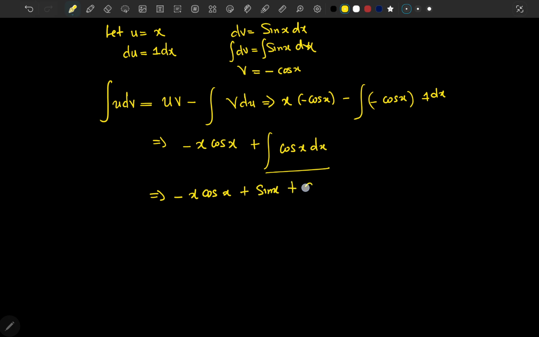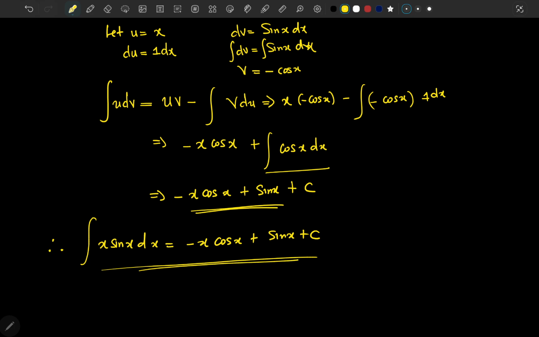So this becomes the final answer. We can now conclude and say, therefore, the integral of x sine x with respect to x is equal to negative x cos x plus sine x plus c. Because this is an indefinite integral, you add the constant of integration. Just like that. You are done.